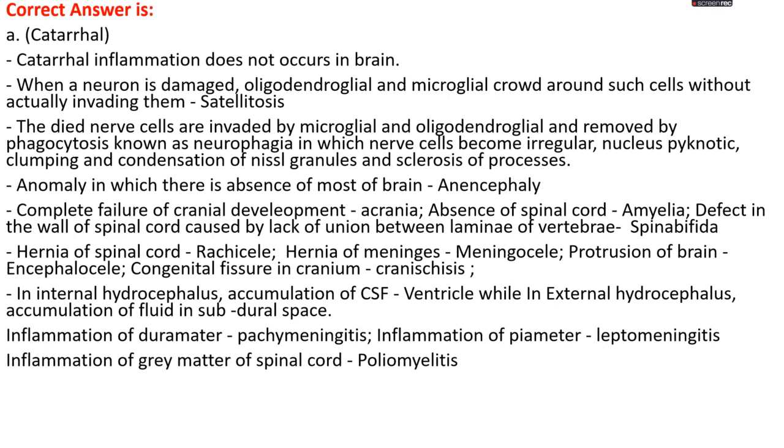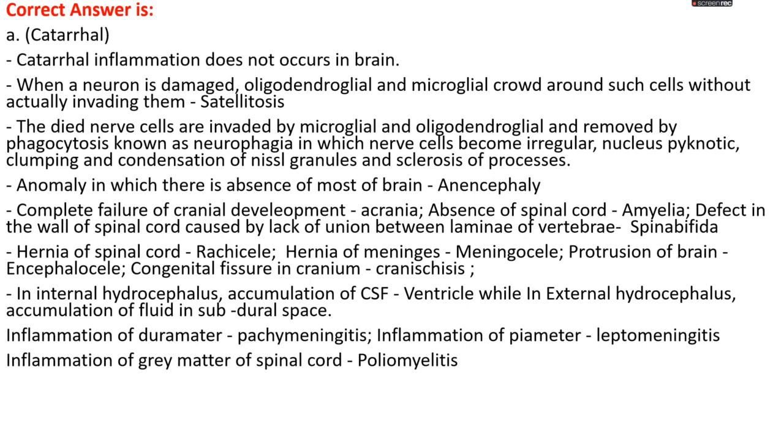Okay, an anomaly in which there is an absence of most of the brain is known as anencephaly. Encephaly stands for brain. Complete failure of cranial development is known as acrania. Absence of the spinal cord is known as amyelia. A defect in the wall of the spinal cord, caused by the lack of union between the laminae of the vertebra, is known as spina bifida.